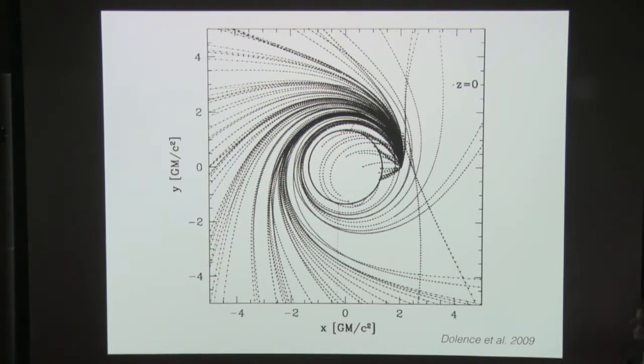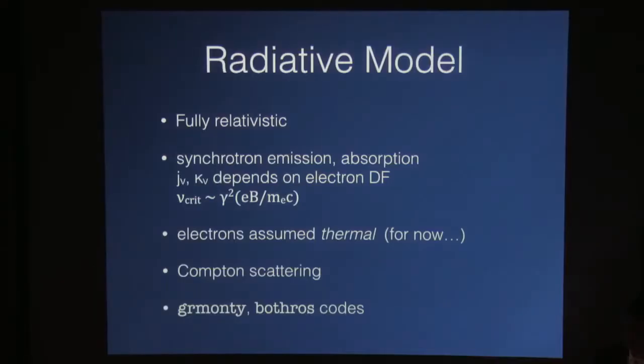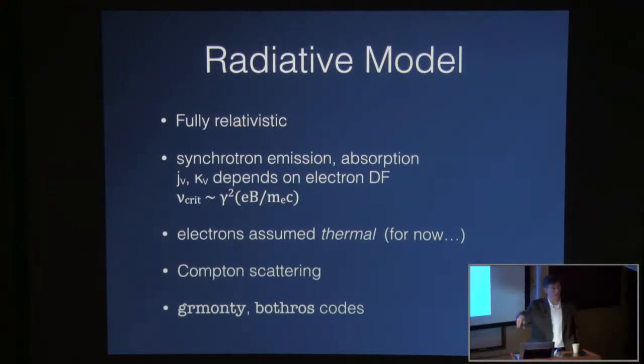Okay, so that will come back later in the discussion. So it's important that we use a fully relativistic scheme because most of the radiation that's seen in the millimeter, the infrared, the X-ray, presumably arises quite close to the innermost stable circular orbit. Okay, so there's some radiation physics that also has to go into this.